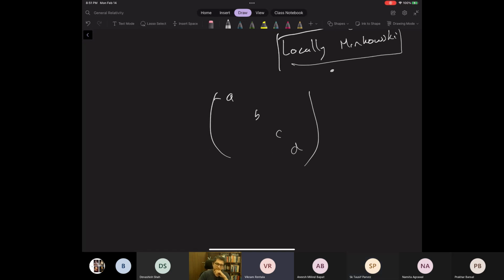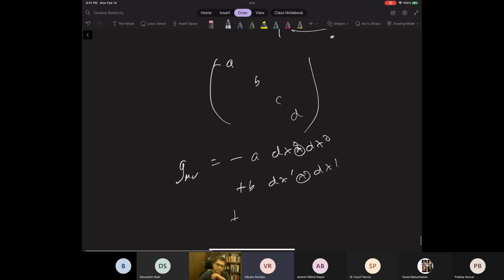Well, that's easy to see, right? If I write out what the metric tensor is, it's, let's say, -a dx0 dx0, plus b dx1 dx1. Sorry, this is g, right? It's a tensor, a (0,2) tensor. So I'm writing it in a basis.